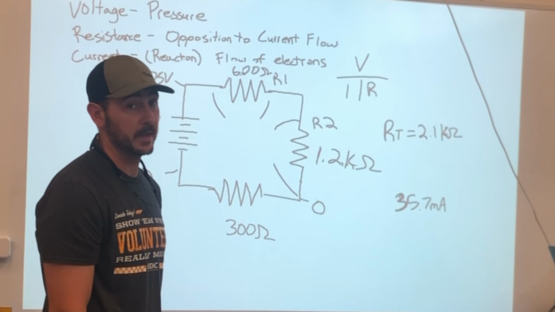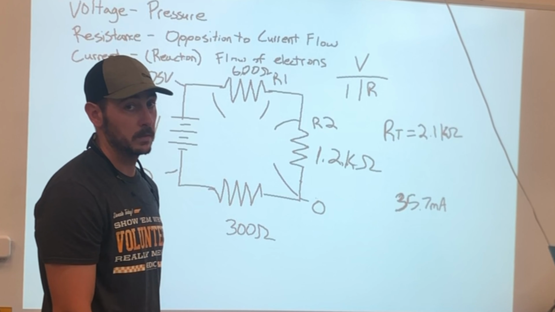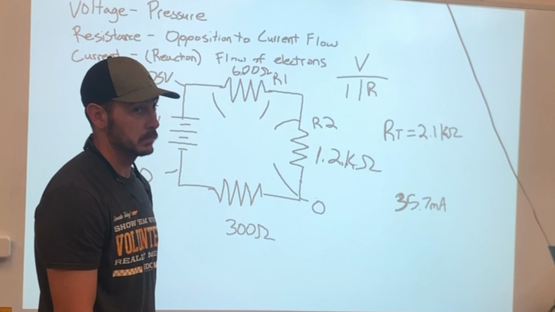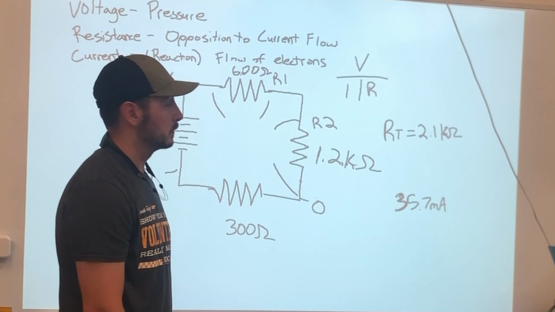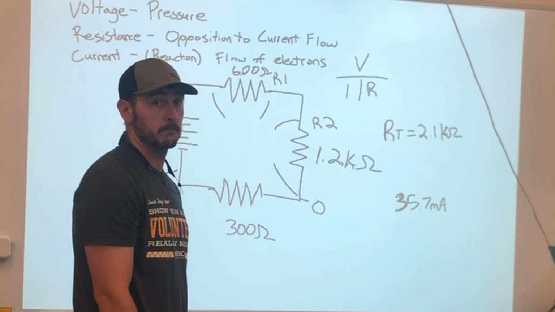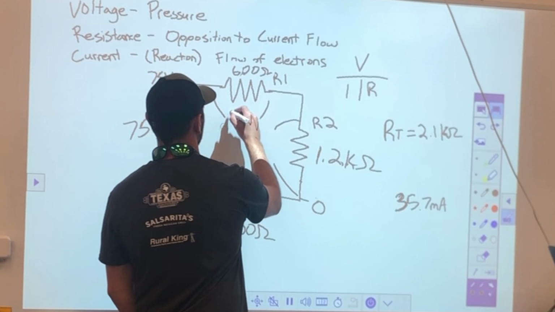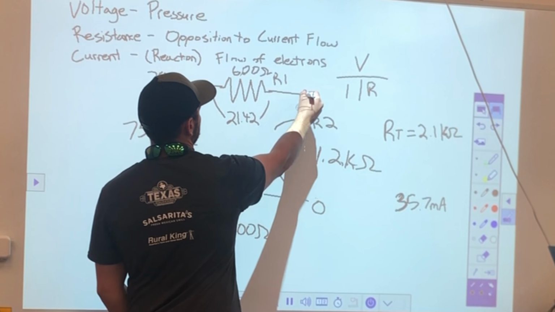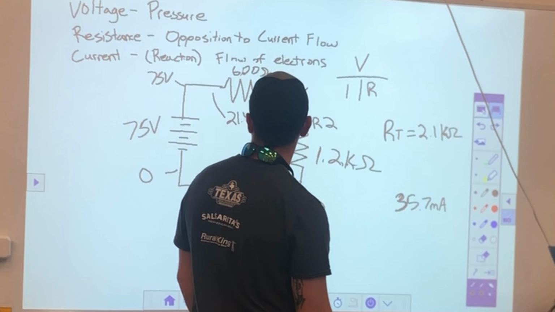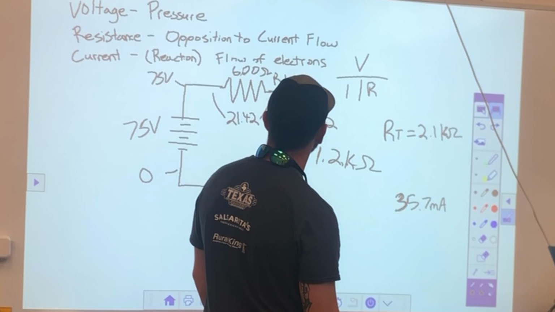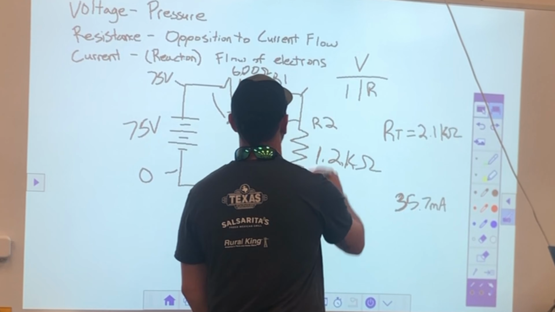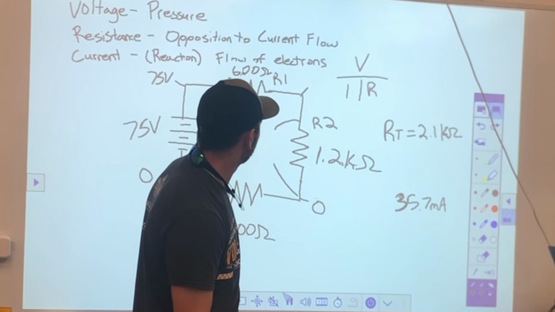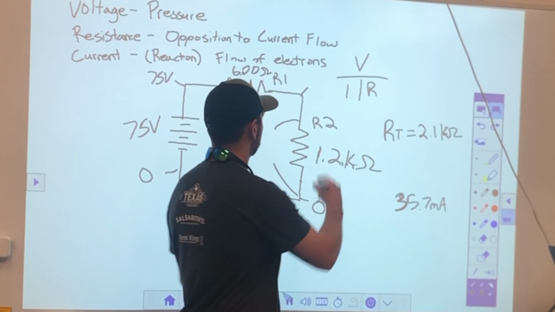How would I calculate that? Current times resistance. Anybody? 21.42. All right. So that means I got how much volts right here? 53.58, huh? I think it's 53.58. Yeah, that's what I got. Okay.